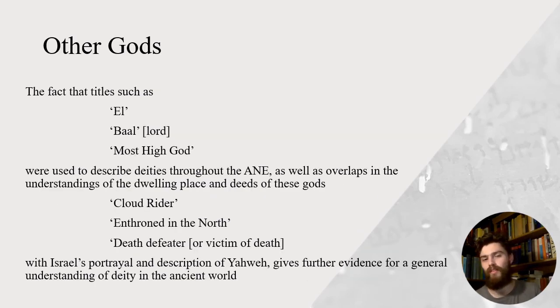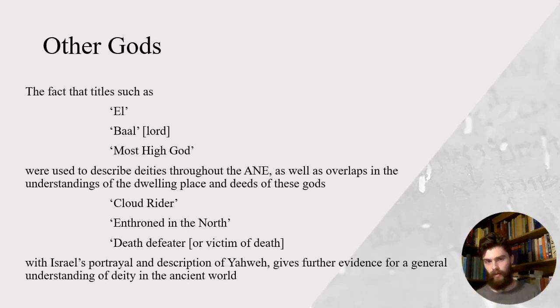So just to summarize that quick section, we see that the titles like El or Baal or Most High God are used to describe both ancient Near Eastern deities as well as Yahweh, and this shows a general understanding of deity in the ancient Near East. In the same way, the dwelling place and the deeds of these gods, like the Cloud Rider, the one enthroned in the north, or the Death Defeater, or rather the victim of death, correspond with Israel's portrayal, and I think this gives evidence for a general understanding of deity in the ancient world, which could be traced back to an initial understanding of deity in the ancient world.